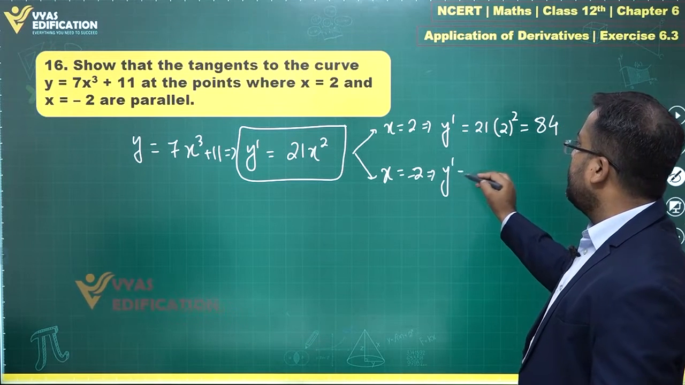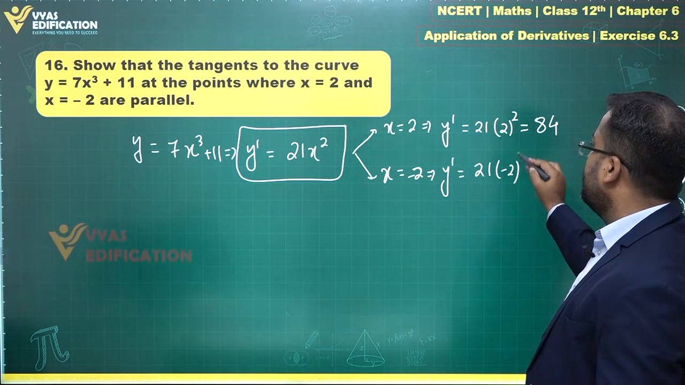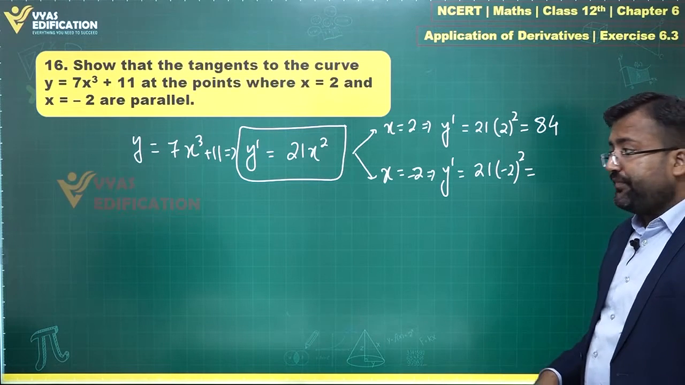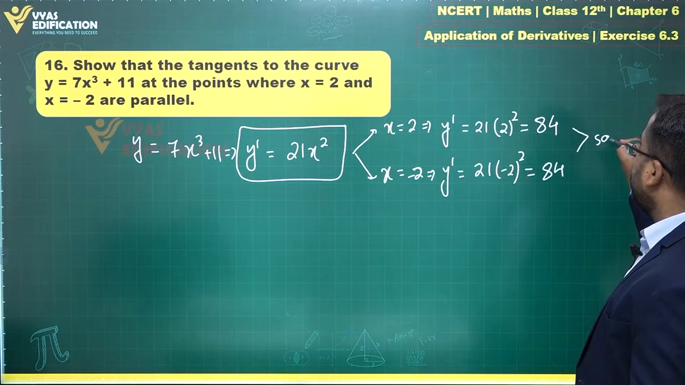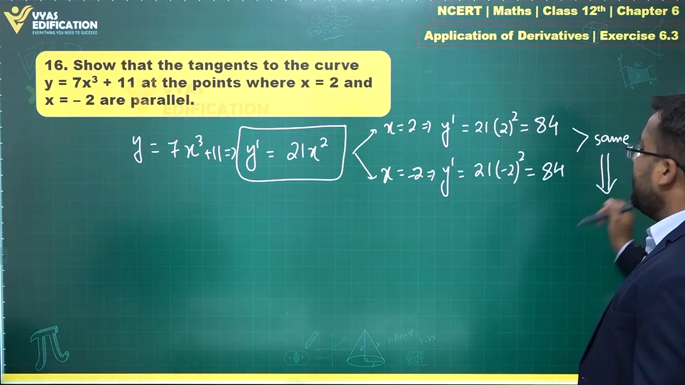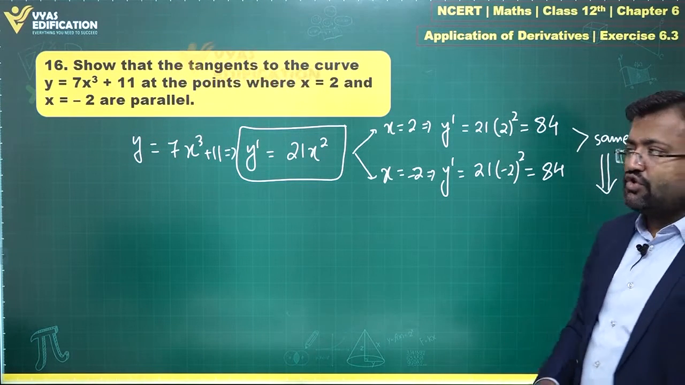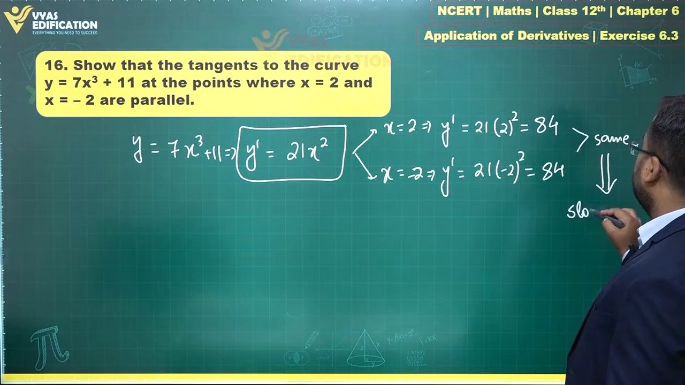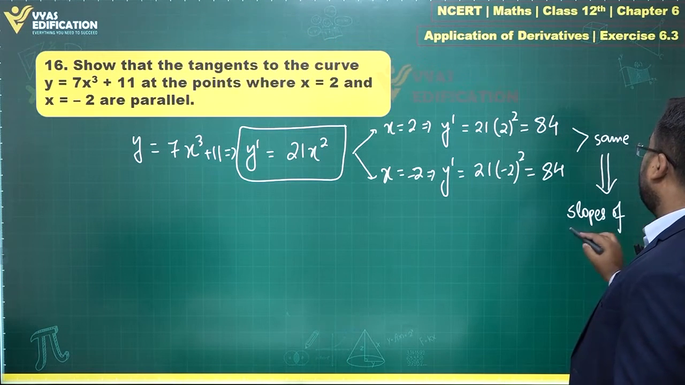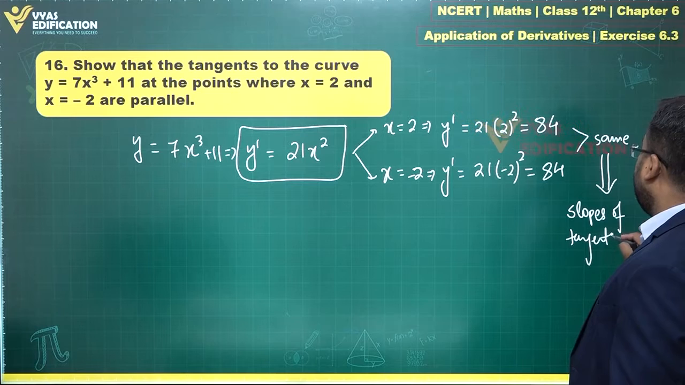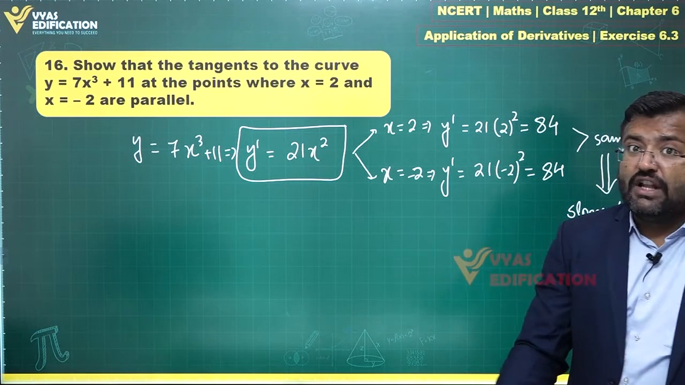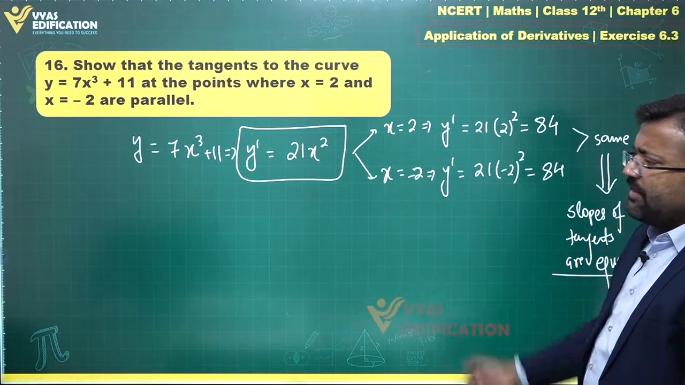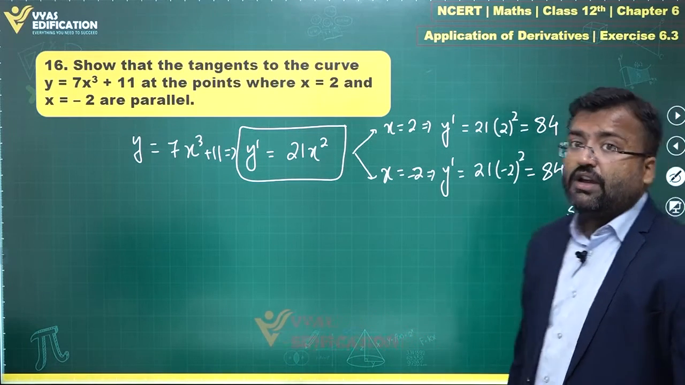X equals to minus 2, what does that imply? This implies y prime will be equal to 21 times minus 2 square. And what is that equal to? This is 4 times 21, which is 84. Since the derivatives are same, therefore the slopes of tangents are same. Okay, and if slopes are equal, therefore the lines are parallel. That's the complete proof of this question over here.